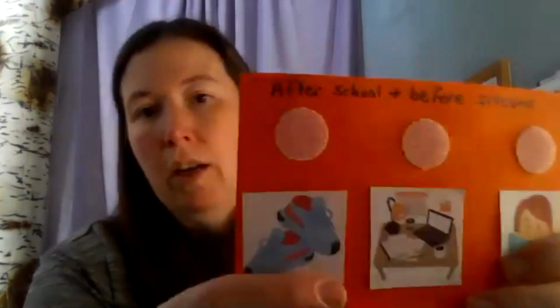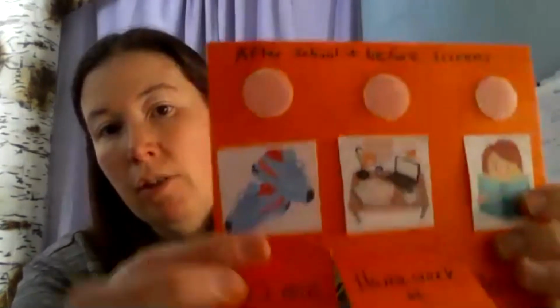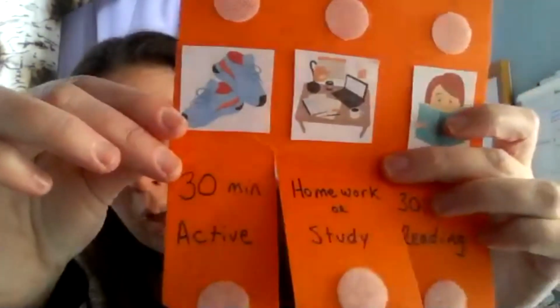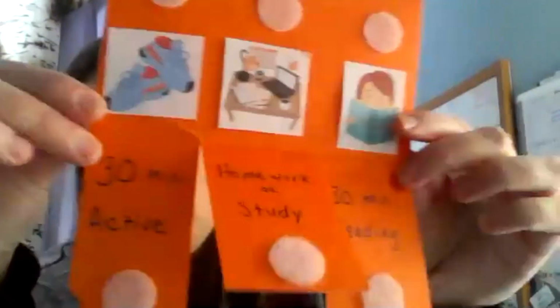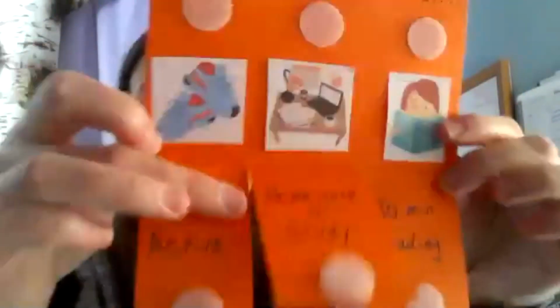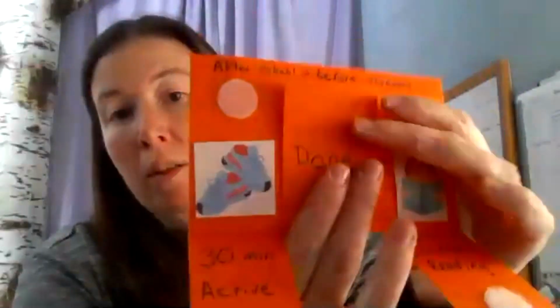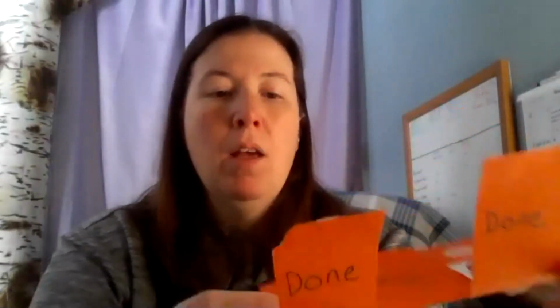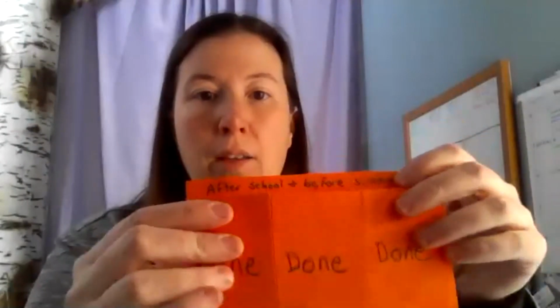This one is for my kiddos, so they're 4th and 6th grade. After school, before they can have screens, they have to have 30 minutes of active time, have all their homework and studying done, and 30 minutes of reading. And then when they're done, they can flip up that item. I don't care what order they get them done in, they just have to do those things before they get screen time.